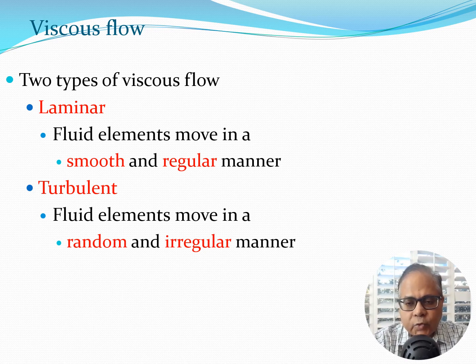So now there are two types of viscous flow. These words are often used in common language. For example, you must have heard about laminar flow and turbulent flow. And essentially laminar flow constitutes a situation where the fluid particles move in a smooth and regular manner. And turbulent flow is such that the fluid particles move in a random and irregular manner. Though there is some debate that turbulent flow also has some degree of regularity, which is of course governed by the partial differential equations governing fluid flow.